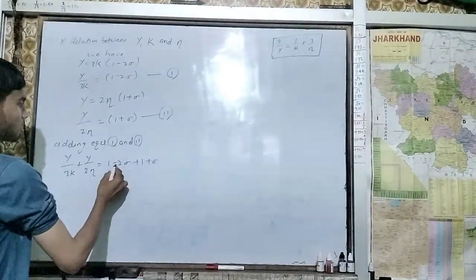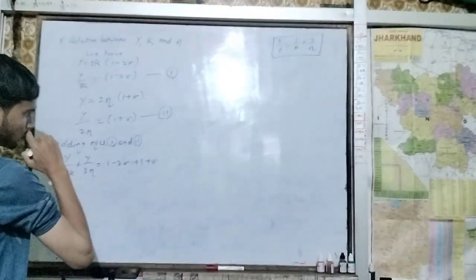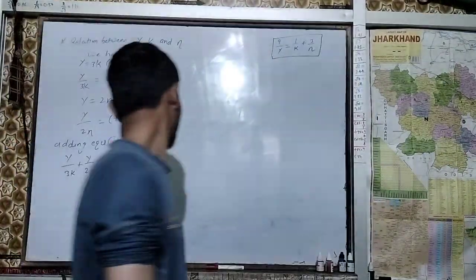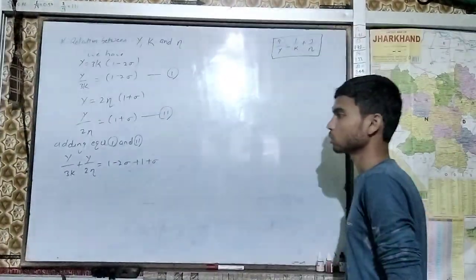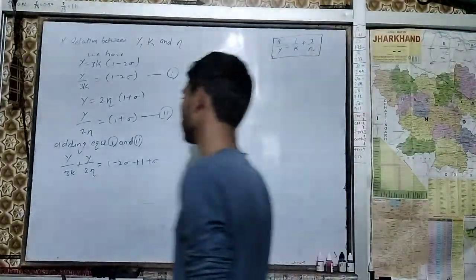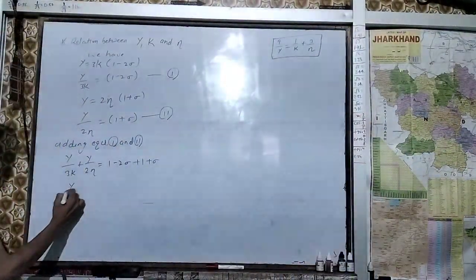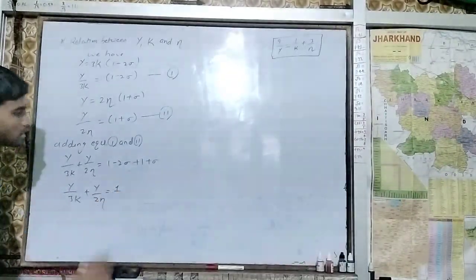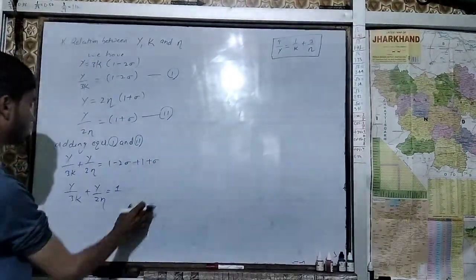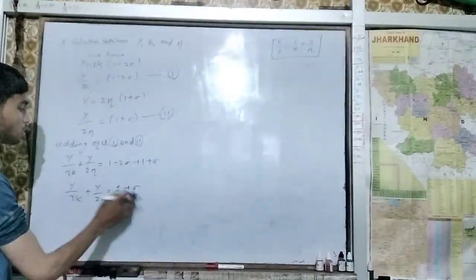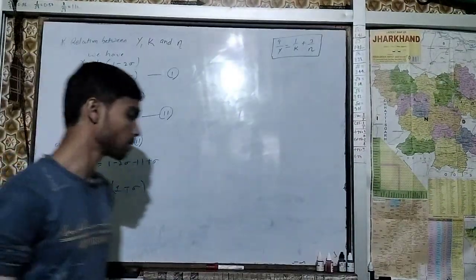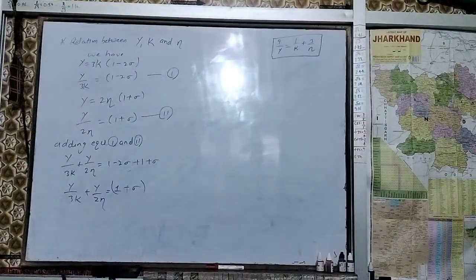Okay, this 2 minus 1 it will become 2, and minus 2, so only 1 quotient ratio. So finally we have y upon 3k plus y upon 2η, and this is equal to 1. Am I right? Not 1 but 1 plus quotient ratio, not plus but minus, 1 minus quotient ratio. Check it, am I correct or not?